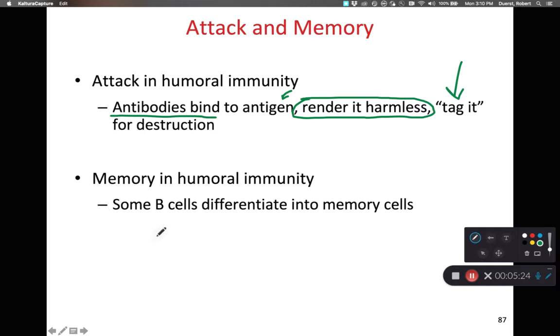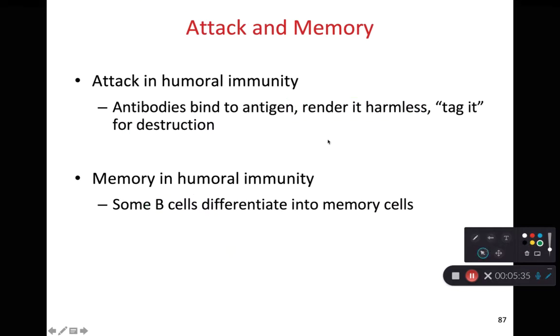As we look at the memory of the humoral immune system, some of those B cells will differentiate into memory B cells. And those memory B cells aid with the rapid secondary responses during subsequent exposures to the same antigen.